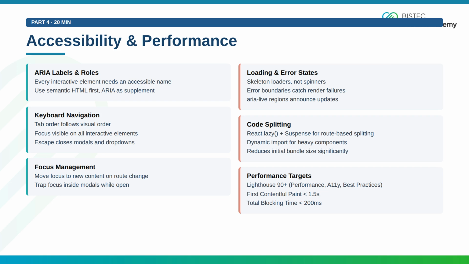Performance. Use React.lazy and Suspense for route-based code splitting. This reduces your initial bundle size dramatically. Use dynamic import for heavy components that aren't needed immediately.